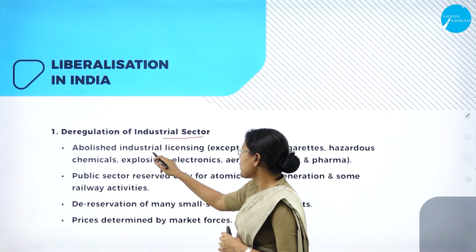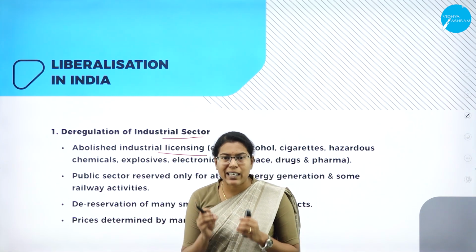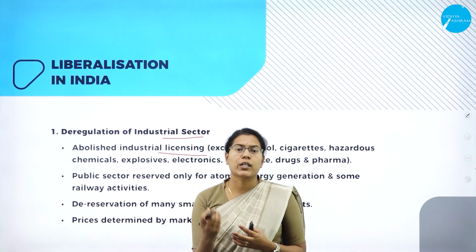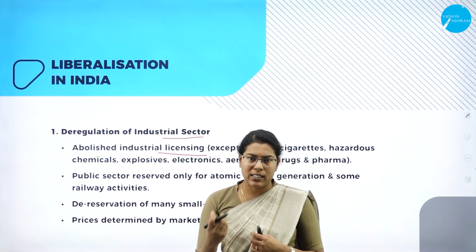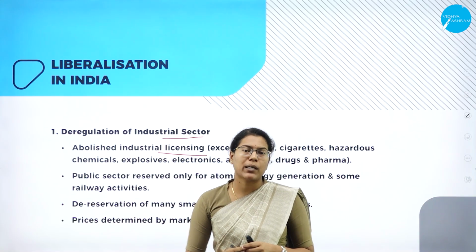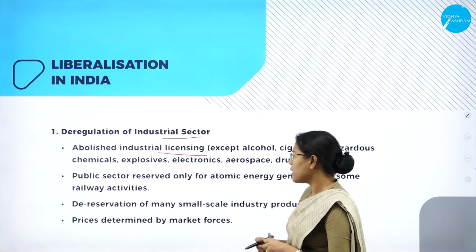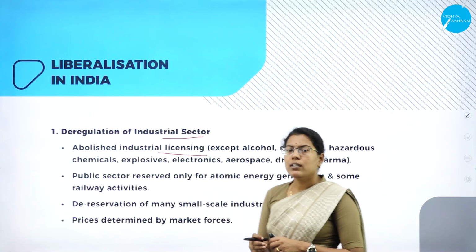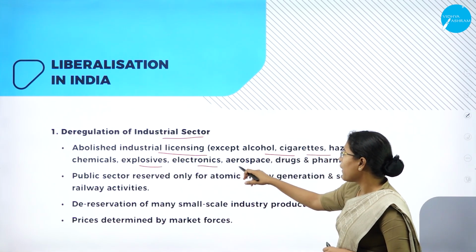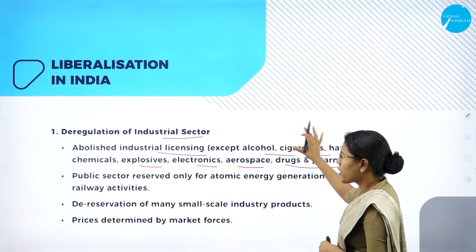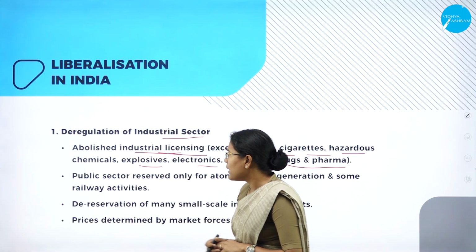It abolished industrial licensing. That means earlier there were strict rules to obtain a license from the government if any individual or a group of people wanted to start a business. But after liberalization, the licensing formalities were reduced and government control was reduced, and even the public sector or individuals could start a business after liberalization, except for some products like alcohol, cigarettes, hazardous chemicals, explosives, electronics, aerospace, drugs and pharma. Except for these products, for all other products and services, it abolished industrial licensing.